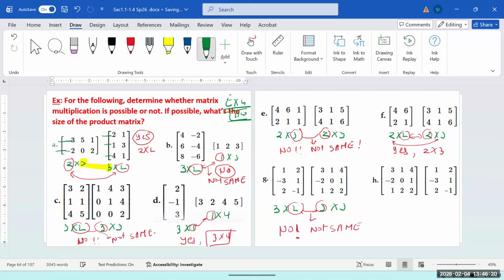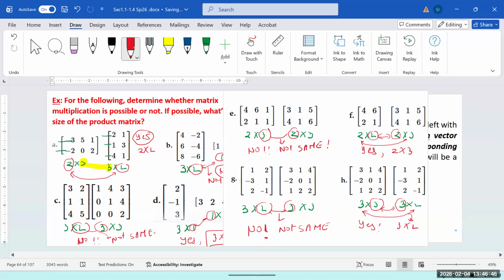Mohammed, the last one. So the first one is 3 by 3. Second one is 3 by 2. And yes, we can multiply because the column and row are the same, 3, 3. And the size is 3 by 2. Perfect. Good job. So now you guys know when we can multiply and when we cannot.